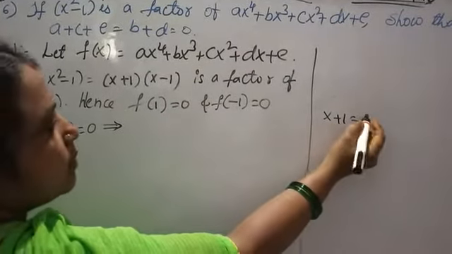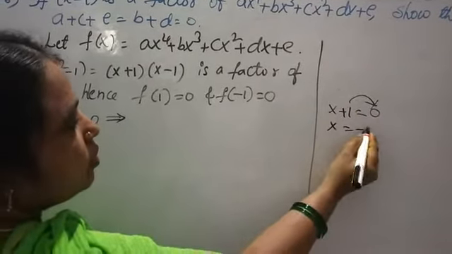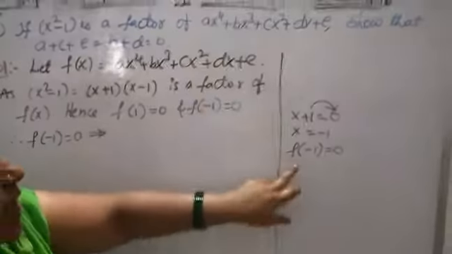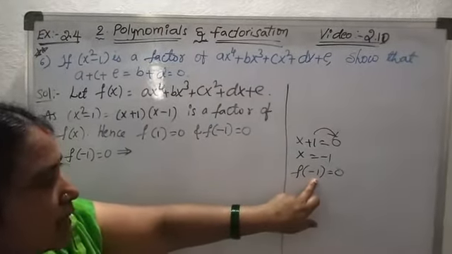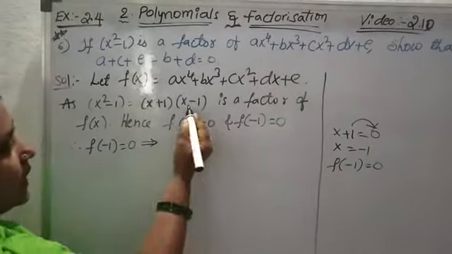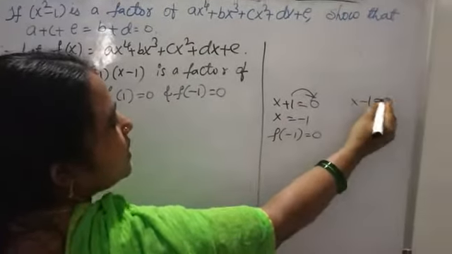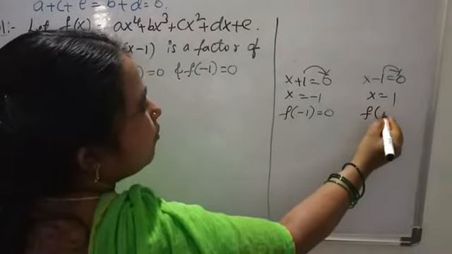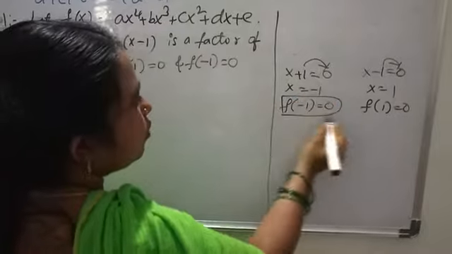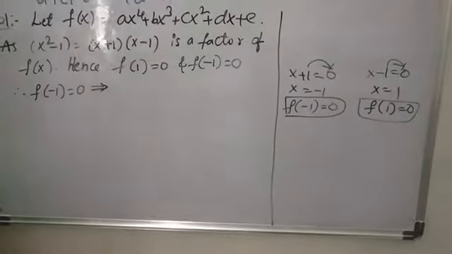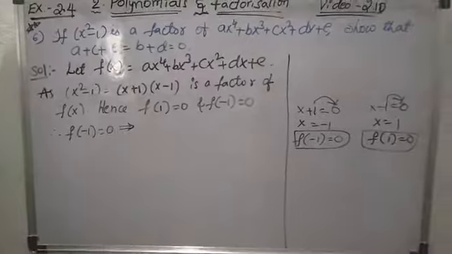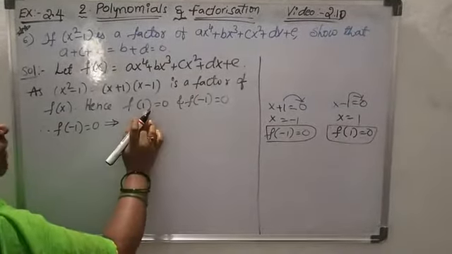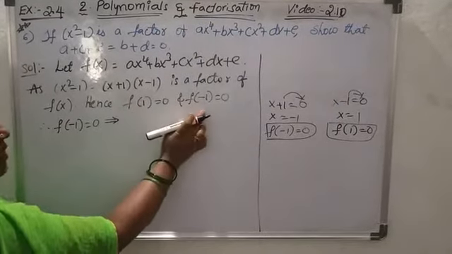First of all, we should take x plus 1 is equal to 0. x is equal to minus 1, which means f of minus 1 is equal to 0. Why? Because it is already factored. So by using the factor theorem, f of minus 1 is equal to 0. And the next condition, x minus 1 is equal to 0. So minus 1 on the other side becomes plus 1, so f of 1 is also 0. So we have two conditions: f of 1 is equal to 0 and f of minus 1 is equal to 0 according to the factor theorem. Since these are factors, we get f of 1 equal to 0 and f of minus 1 also 0.